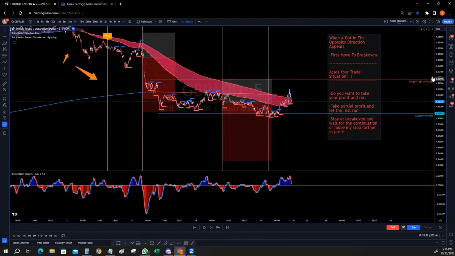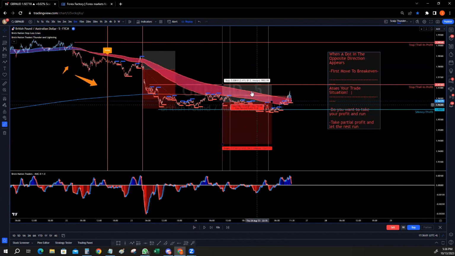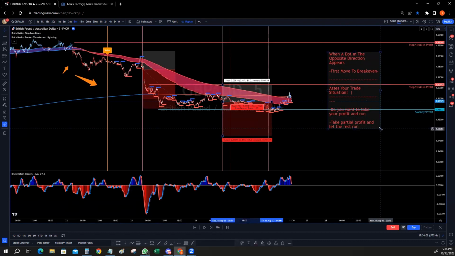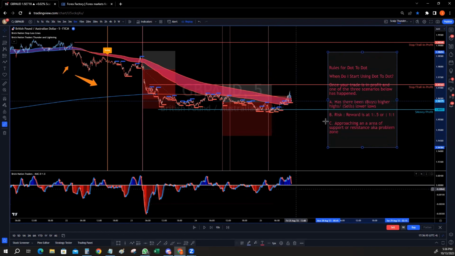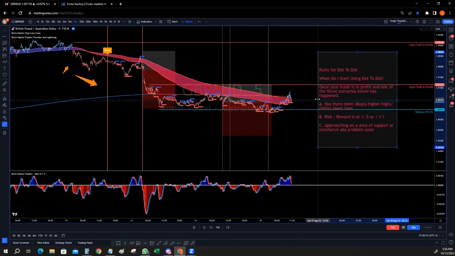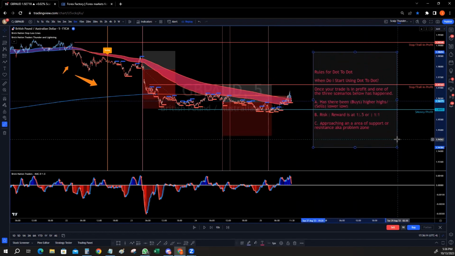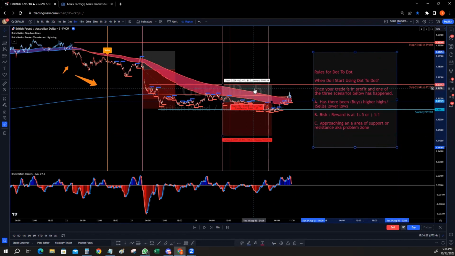And then from there, same process. We're gonna go dot to dot. So we either do one of two things, or one of three things, I'm sorry. We either go and pull up the rules. If we start getting, in this case, lower lows, if we go at least 1 to 1 or 1 to 0.5, or approaching an area of support and resistance. In this case, let's see what I got. A stop loss is about 81 pips.